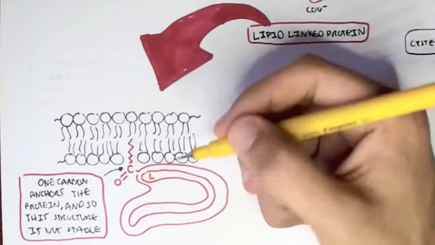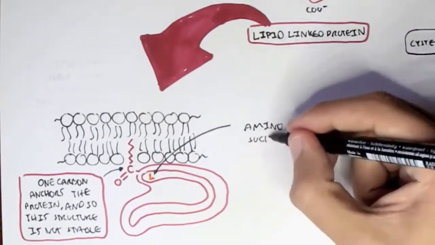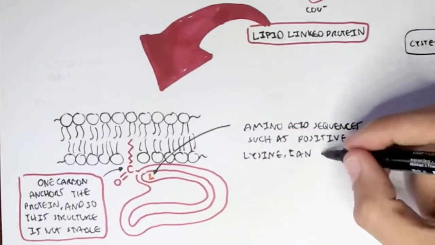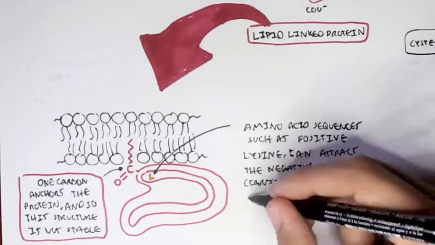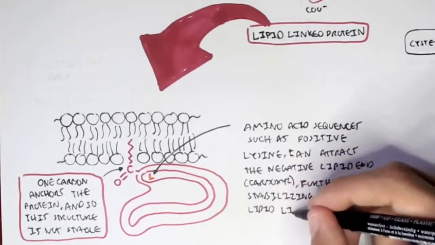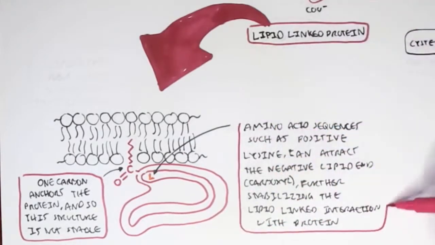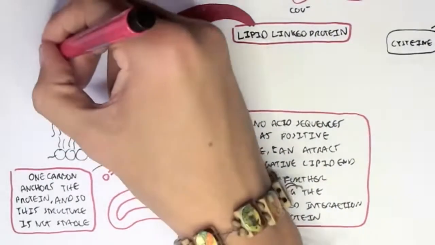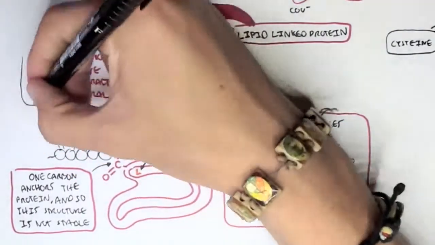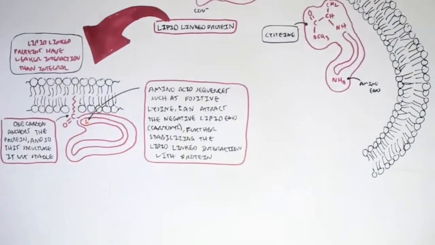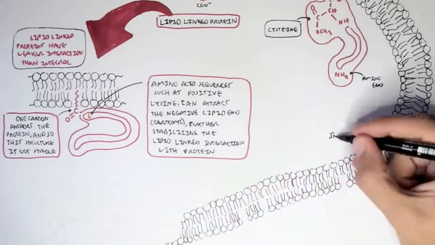And so this structure makes it actually very unstable because there's only one carbon holding the whole protein. However, amino acid sequences such as a positive lysine or other positive amino acids can actually attract the carboxyl end of the fatty acid, which will further stabilize this interaction, and so will further stabilize the lipid-linked protein structure. However, lipid-linked proteins are not as stable as the integral proteins, which are the membrane-spanning proteins, if you remember.